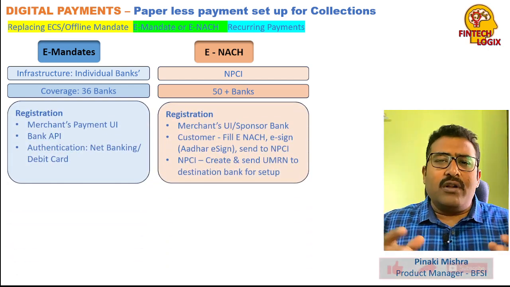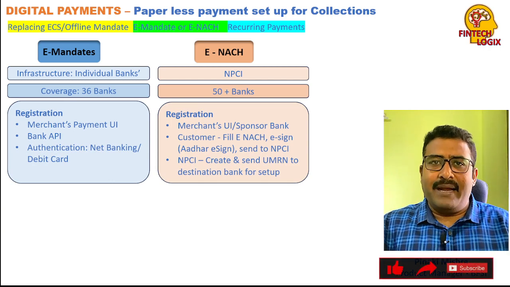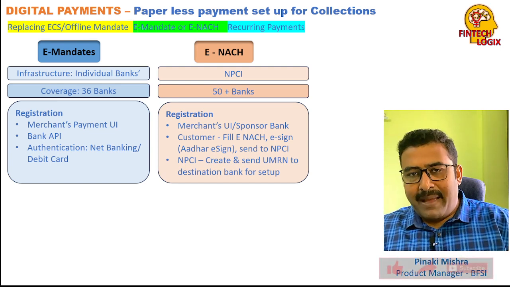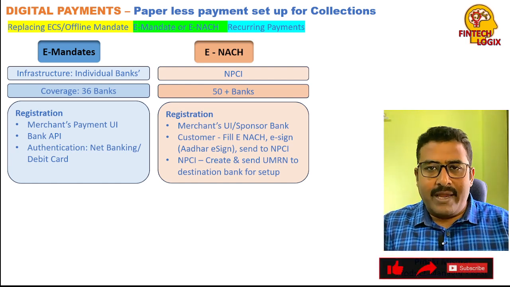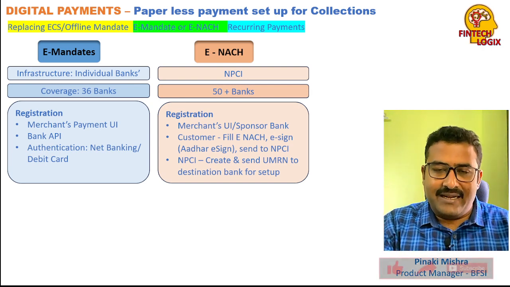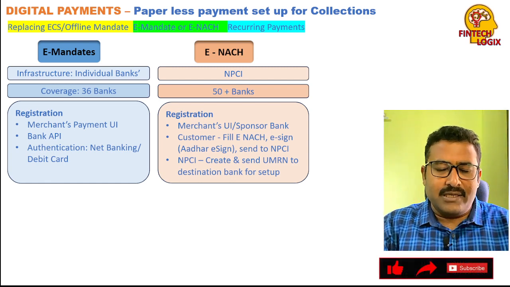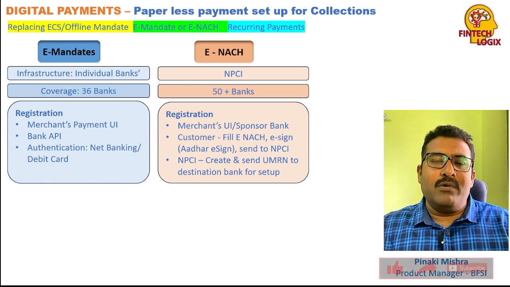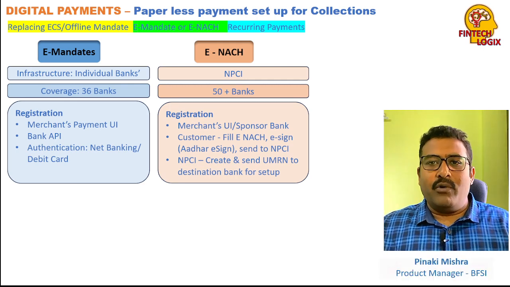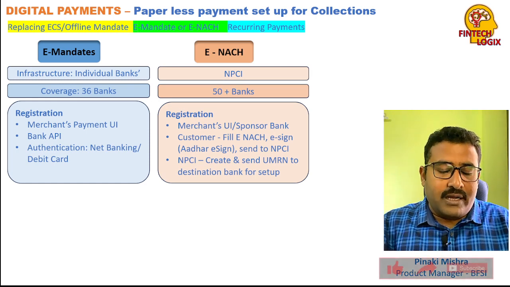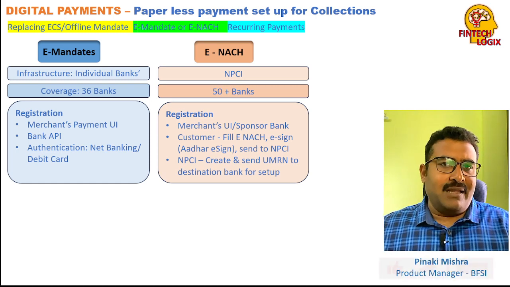Now primarily for the registration process, there is not much difference. If you see e-mandates, as it happens through the bank's infrastructure, the merchant has to build the connection between the merchant's UI for payment and the bank's APIs directly. Whereas in case of e-NACH, the merchant has to build the relationship between the merchant's UI and NPCI. They do not need to worry about different banks' infrastructure. So definitely for a merchant, it becomes a little easier because all he or she needs to build is only one integration, and in turn it will take care of the other banks in the background.